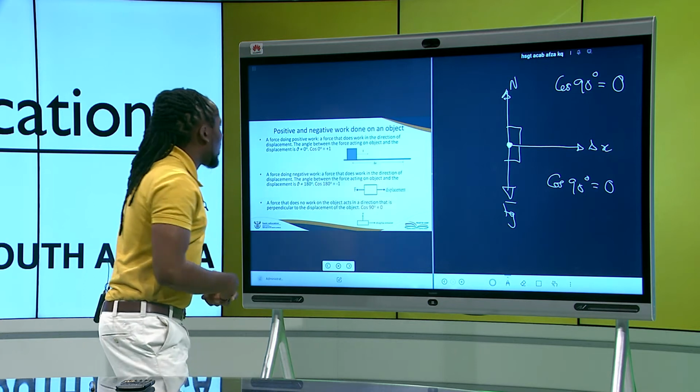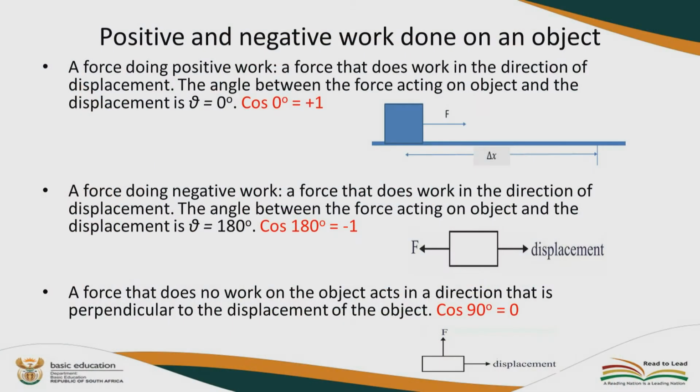Okay, now I think the next slide summarizes the discussion that we've just had. A force that does positive work is a force that acts in the direction of displacement, and the angle between the force acting on the object and the displacement is 0. If they are opposite, the angle between them is 180, and that particular force does what we refer to as negative work. A force that does no work must act perpendicular to the displacement.